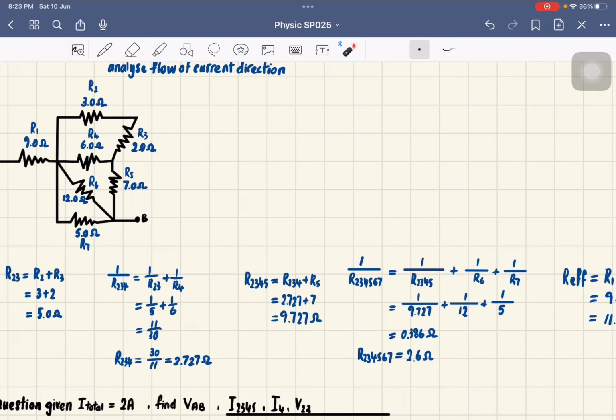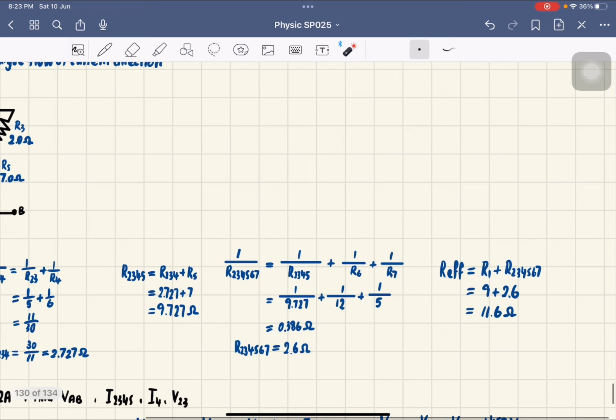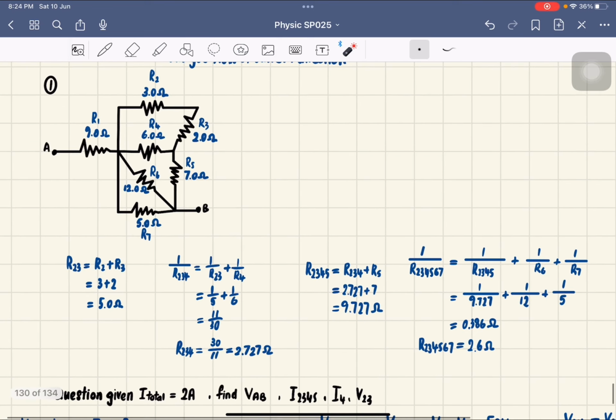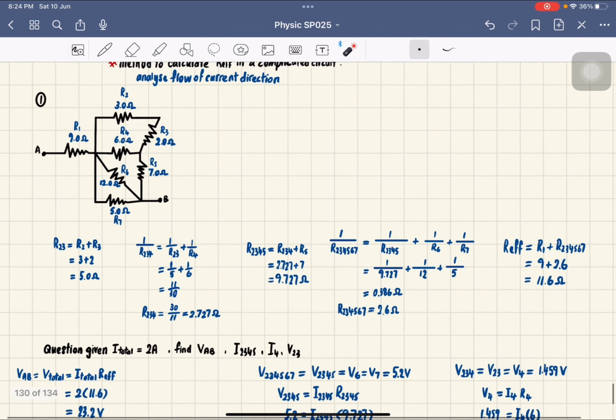So R1 and R234567 now are arranged in series. So the R effective is R1 plus R234567. We will get the R effective, which is the R total, and the final answer is 11.6 ohm. Is that easy to understand? I'm sure it's easy. So, another question.